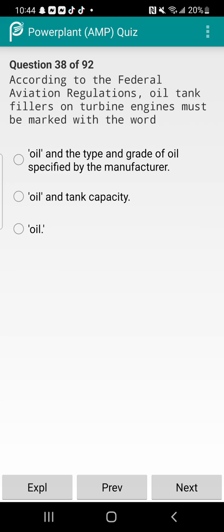According to federal aviation regulations, oil tank filters on turbine engines must be marked with the word oil.